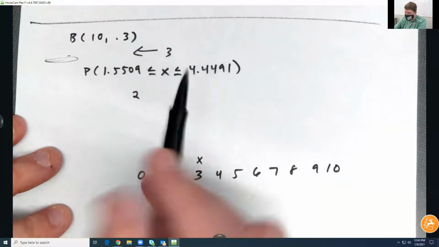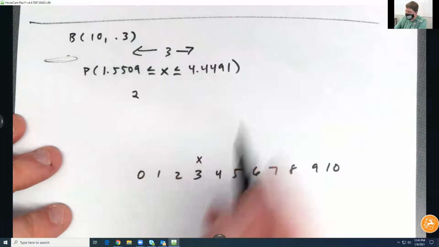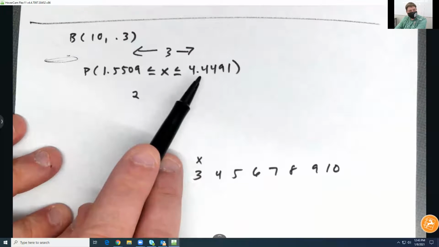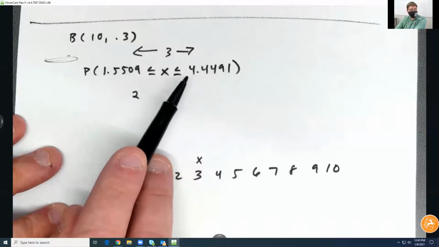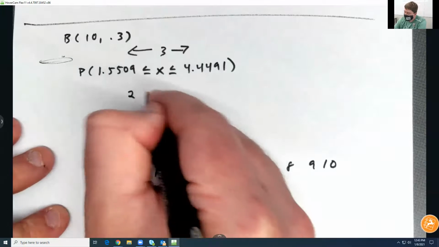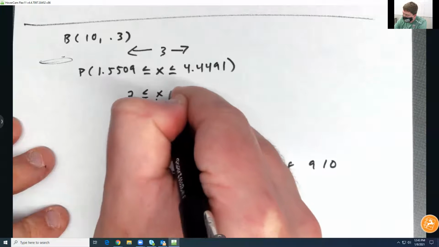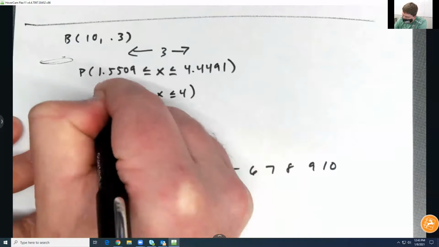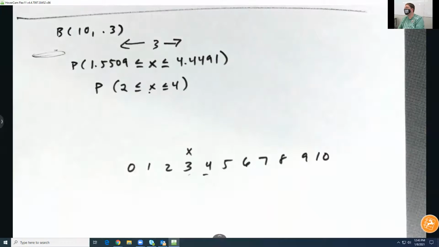Same thing going the other direction. If this is 3 and I'm going this way on the number line, what's the closest I can get to this number without tripping over it and going past it? 4. So that's that number right there. So now this becomes like this, and we can solve it.